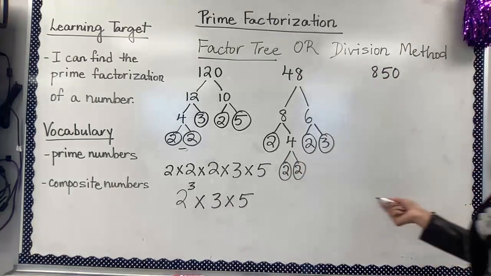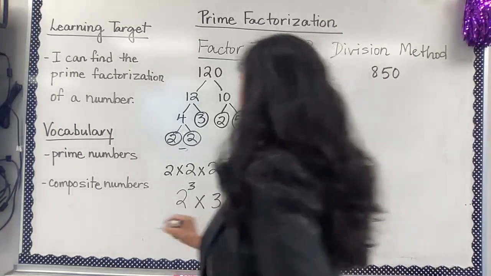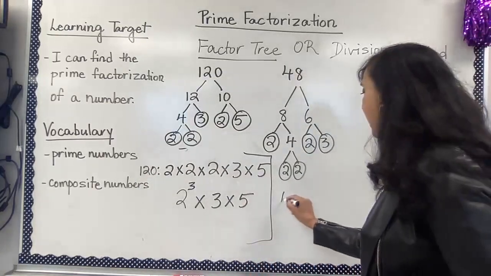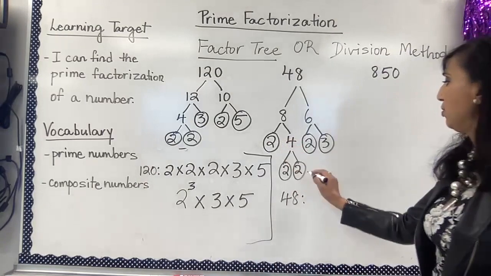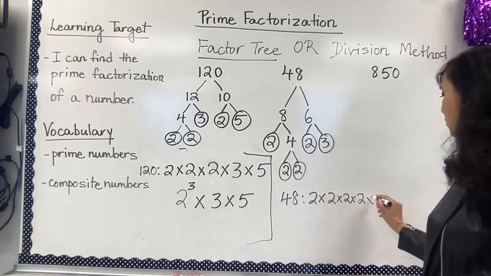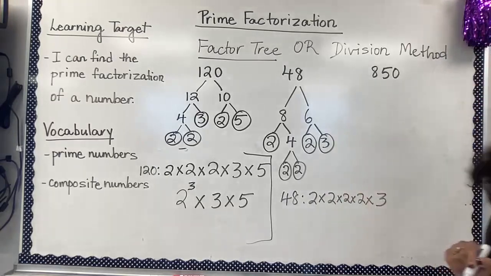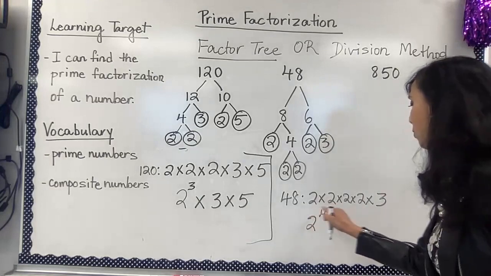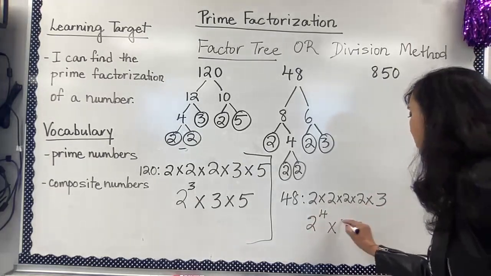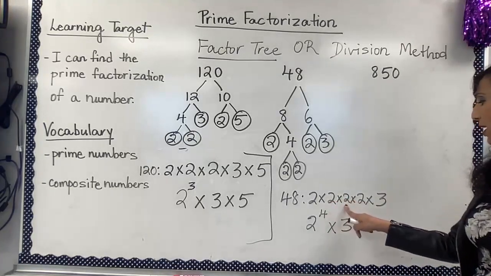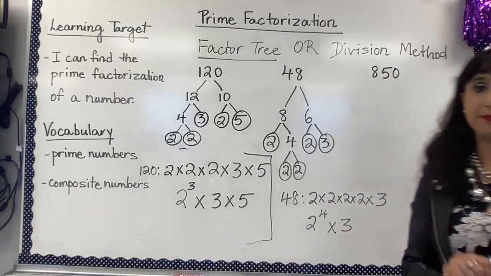And now when I look at this one over here, for 48, I have 1, 2, 3, 4 twos, and 1 three. So that is my prime factorization. This can also be written as 2 to the fourth power times 3. So that is the prime factorization of 48. 2 times 2, 4 times 2, 8 times 2, 16 times 3, 48.